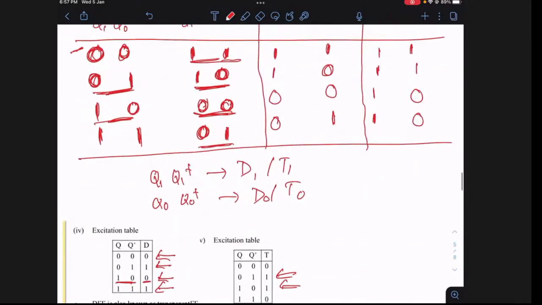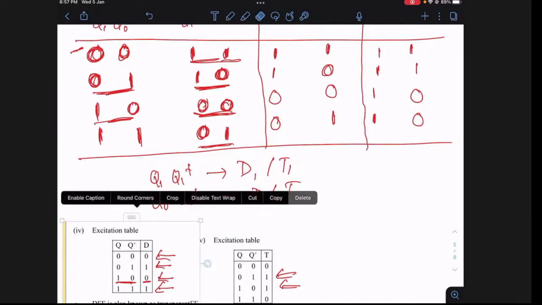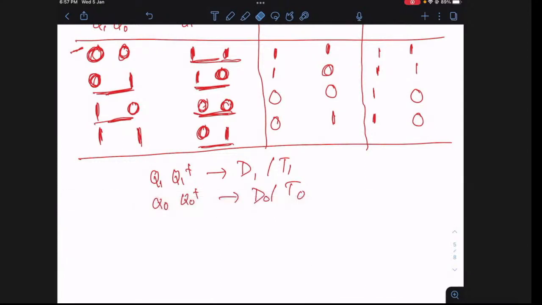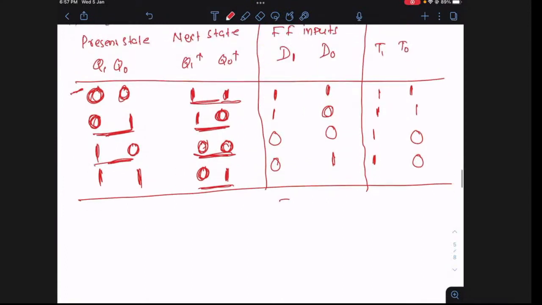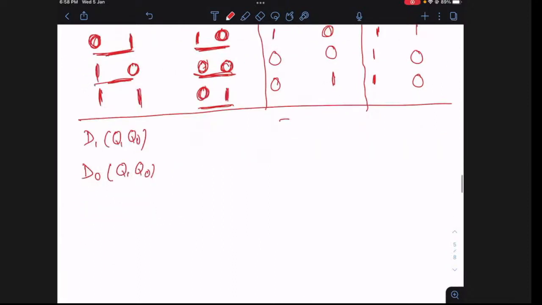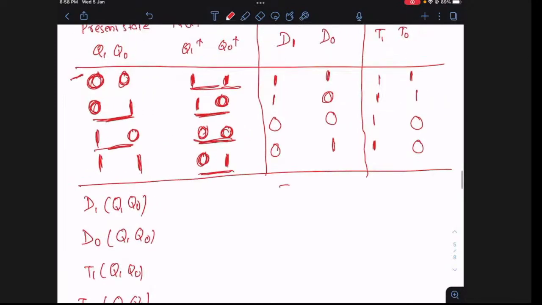So what the last step is telling us is, solve for D1 in terms of Q1, Q0. Similarly, solve for D0 in terms of Q1, Q0. Solve for T1 in terms of Q1, Q0. Similarly, solve for T0 in terms of Q1, Q0.